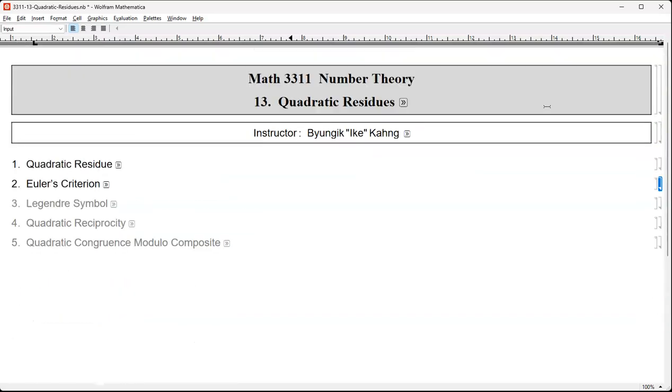Alright, including the examples, we completed section 2. Let's meet again in lesson 14.